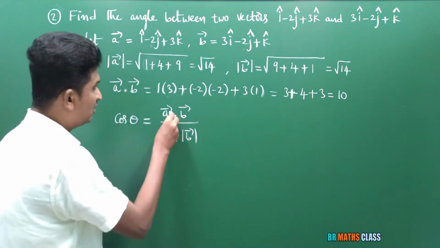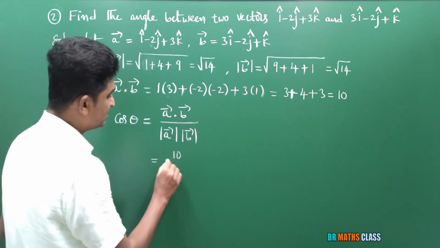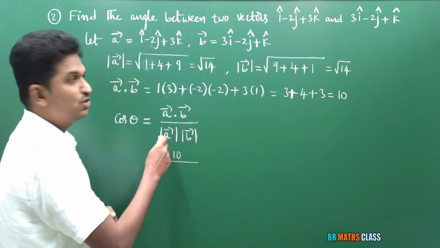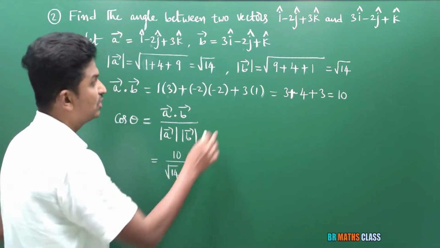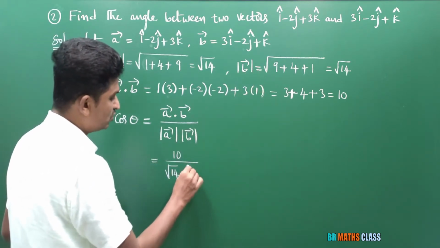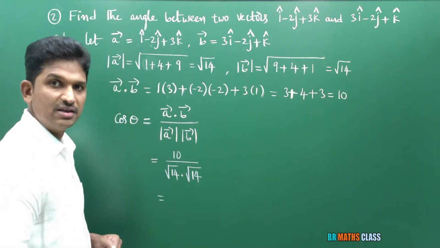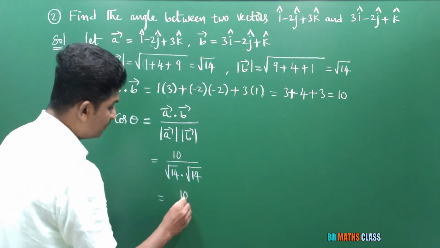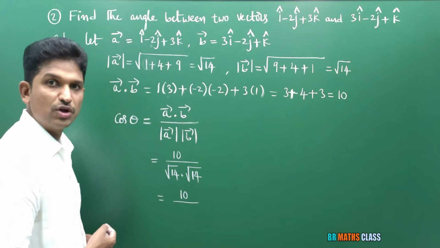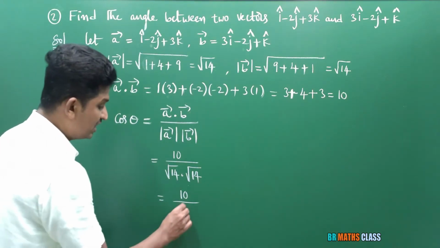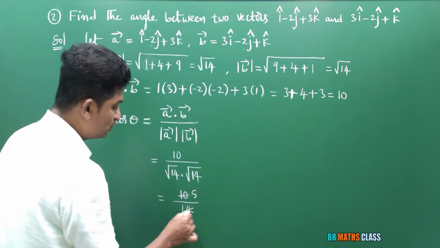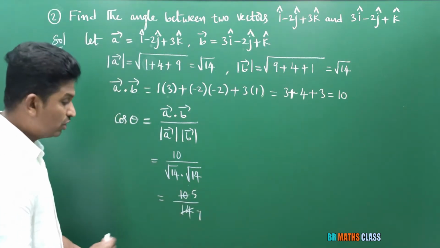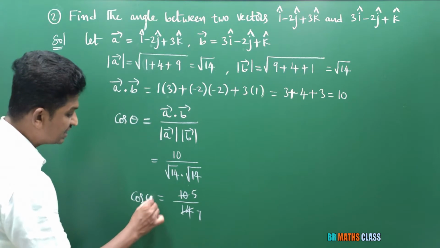A bar dot B bar, what did we get? We got it as 10, divided by magnitude of A bar, which is root 14, into magnitude of B bar, which is root 14. That equals 10 divided by root 14 into root 14. Root 14 into root 14 is 14. Now 2 table in this 5 times, 2 table in this 7 times. What you got? You got cos theta.